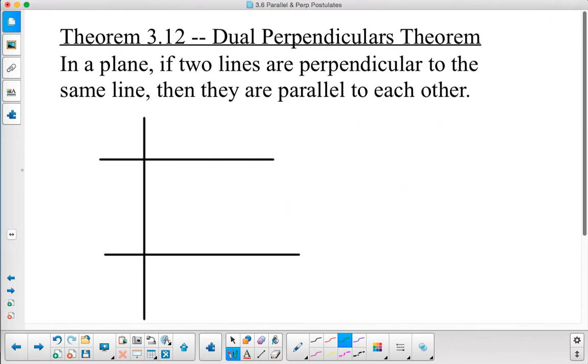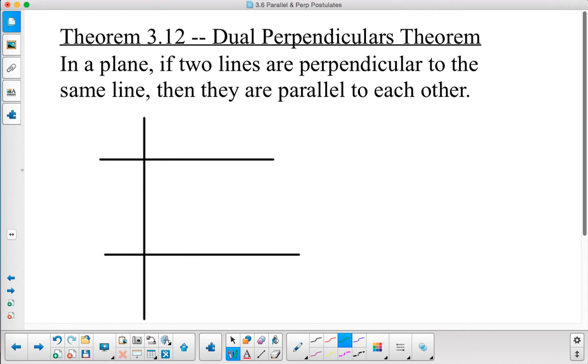The other theorem is the dual perpendiculars theorem. In our book, it's number 312. In a plane, if two lines are perpendicular to the same line, then they are parallel to each other. Again, pause this so you can get it written down.